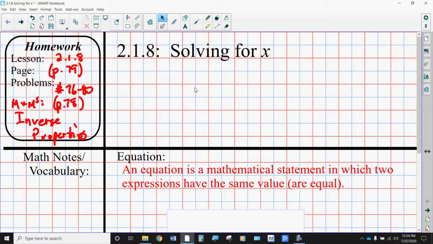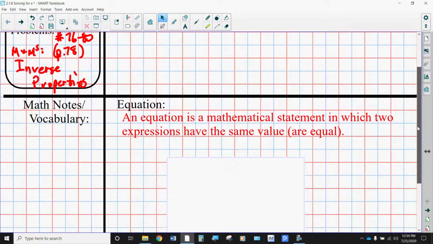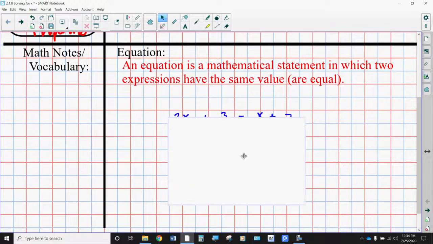Before we get started, we need to make sure we're on the same page with what an equation is in the first place. An equation is a mathematical statement in which two expressions have the same value, which means they're equal to each other. Here's an expression on the left side, here's an expression on the right side. Instead of determining whether the left side is less than, equal to, or greater than the right side, we are now saying both are equal to each other.